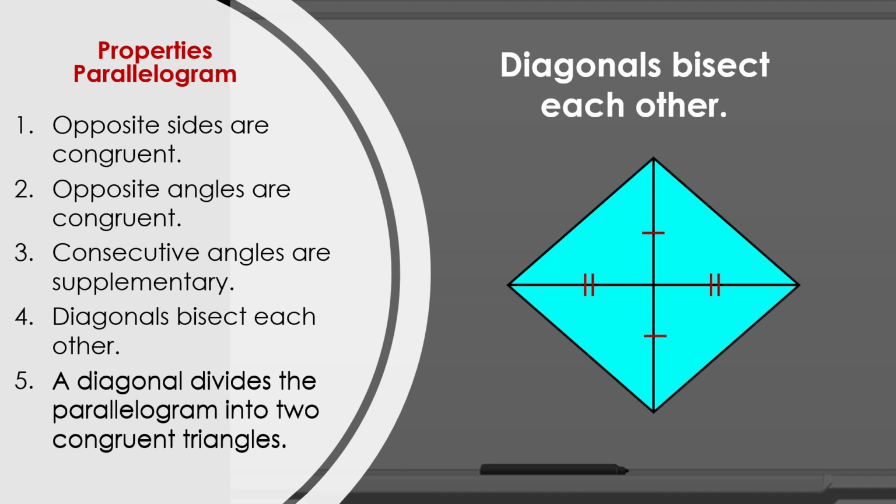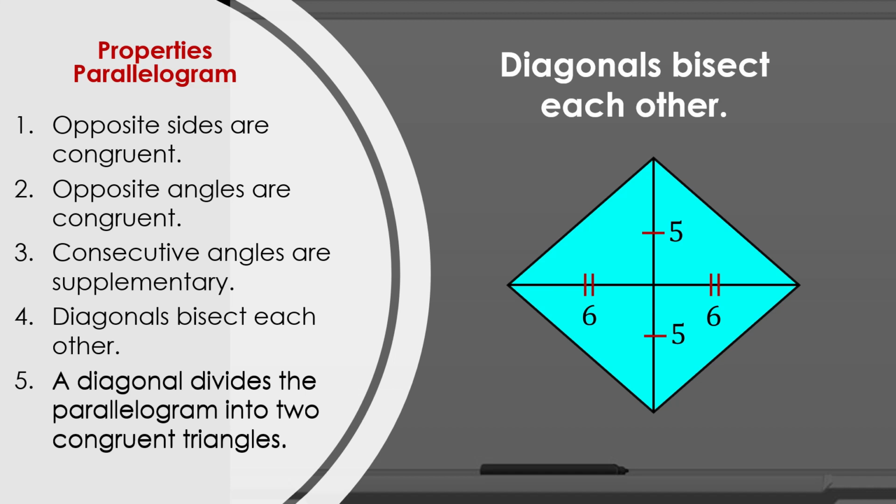So let us have this example. If the length of this one is equal to 5 units, then the length of the other part is equal to 5 units as well. Same goes for the other diagonal. If the length of this one is equal to 6 units, then the length of the other part of it is equal to 6 units as well. So that is for the fourth property.